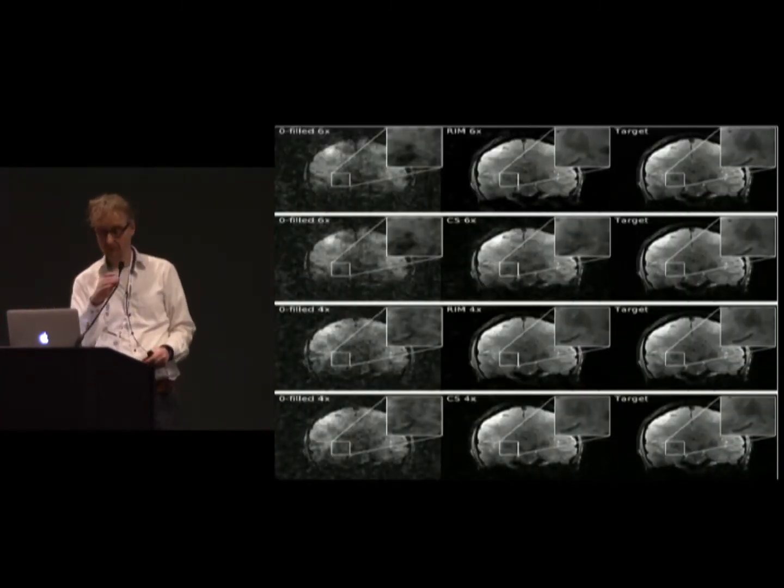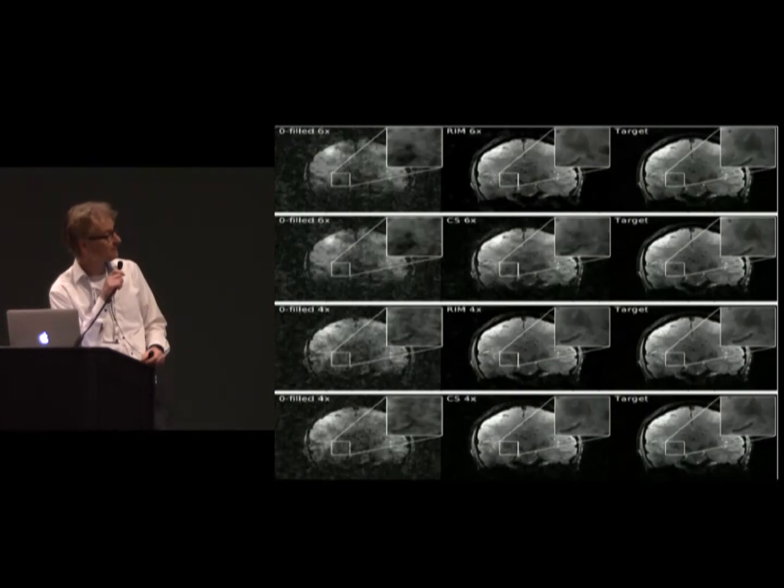Here are some further results. They're a bit hard to see, I think, because of the resolution. We compare to some competitor algorithms, like a compressed sensing algorithm that's out there. So this is 6 times downsampling, 4 times downsampling here.